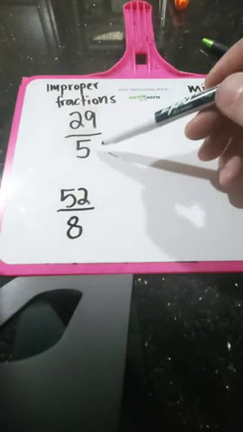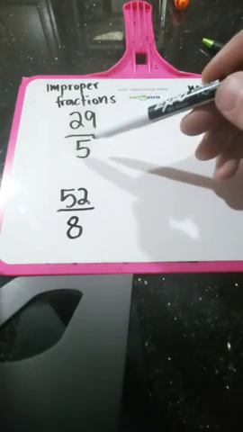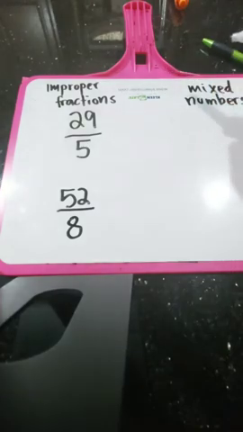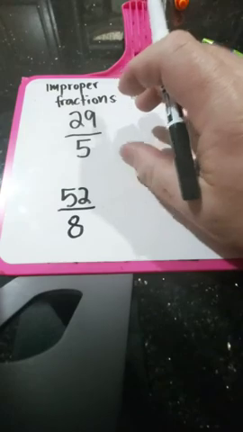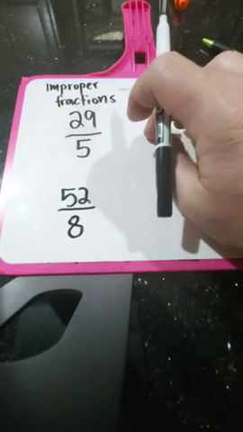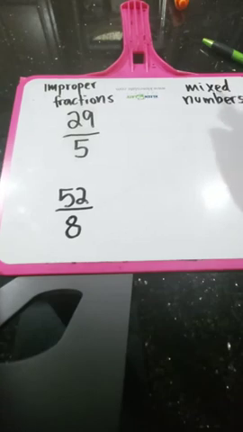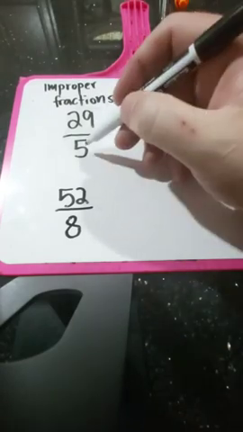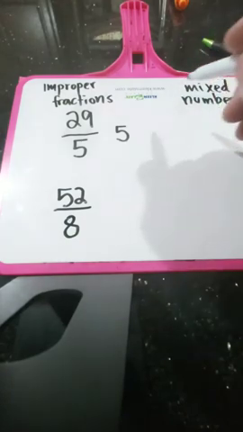The first thing that we're going to do is we're going to use division to figure out how many times 5 can go into 29. So we're going to count by 5s. We're going to say 5, 10, 15, 20, 25, 30. We went too far at 30. So 25 is the answer. So what we're going to say is 5 can go into 29 5 times. Okay, we're going to put that there. It's the beginning of our mixed number.